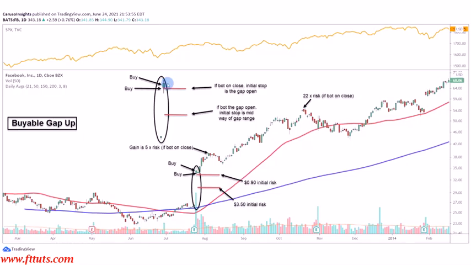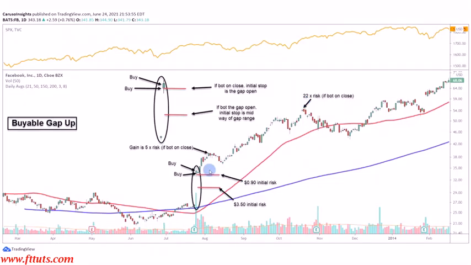because that doesn't always happen. In this case, Facebook gapped up, closed strong, and just really took off. So if you bought the close and had your stop at the open of that day, you had a very small initial 90-cent risk. Very quickly you had 5 times that risk, and not too long afterwards, you had 22 times that risk.